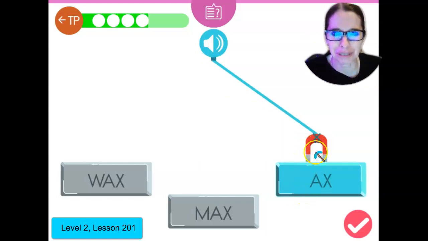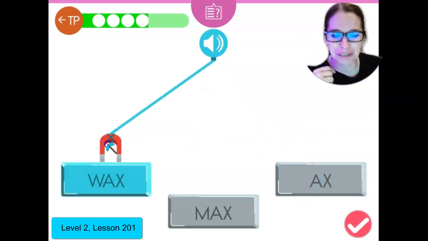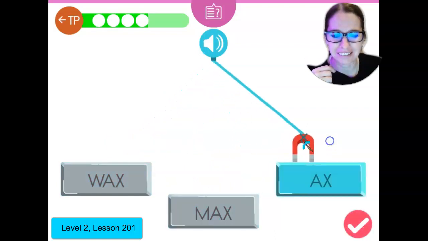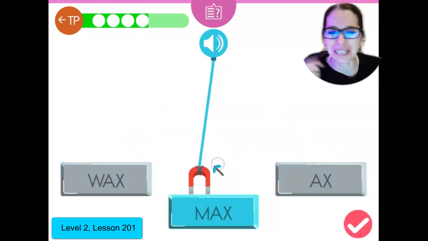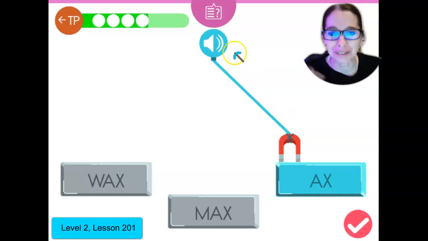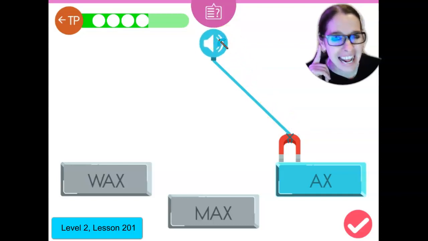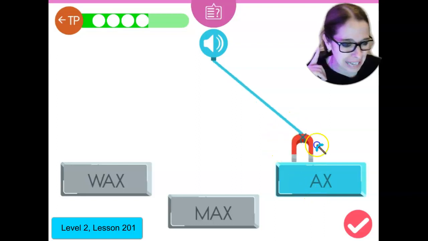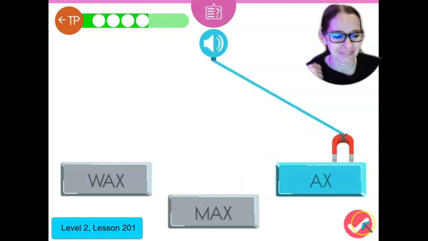I wanted to show you what I showed the other class. Somebody was doing this. Notice that you can't tell if you're right or wrong without reading the word or listening. Axe. Axe and match to axe. And then get it right. Don't lose your hearts.